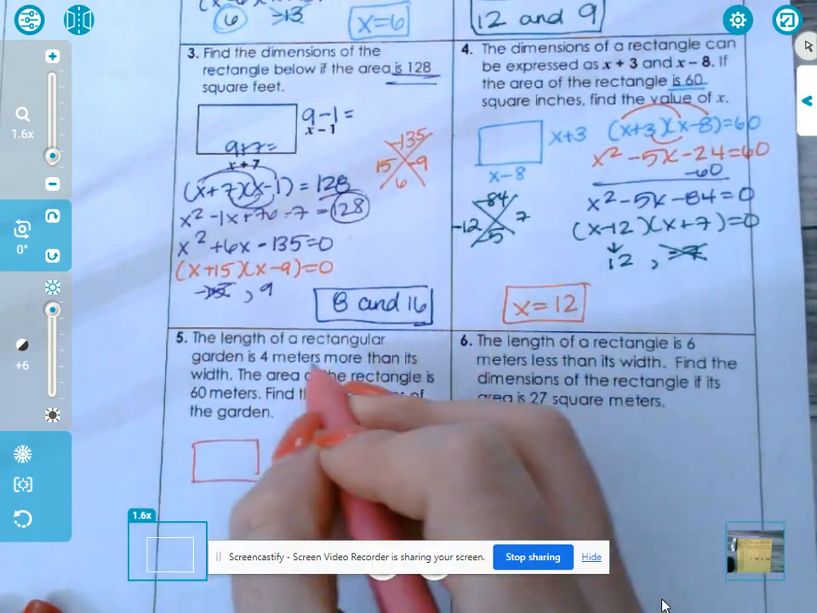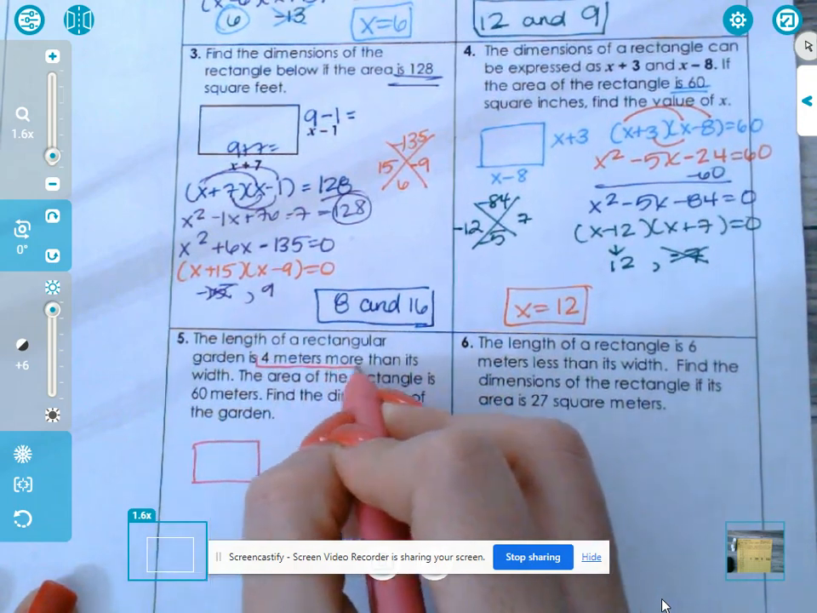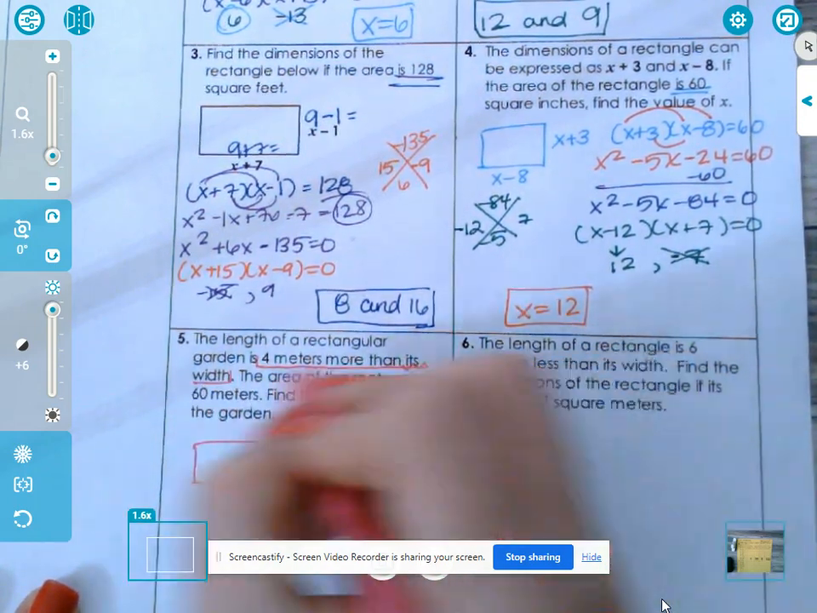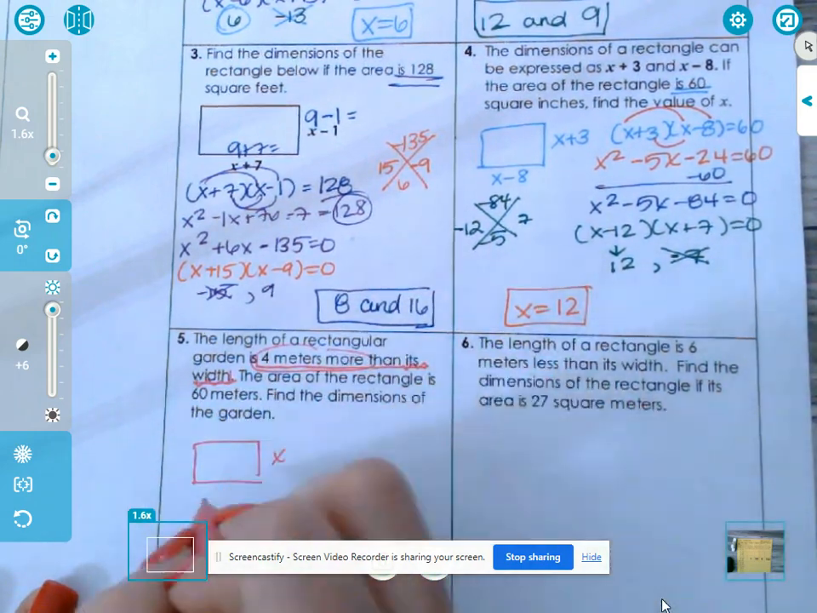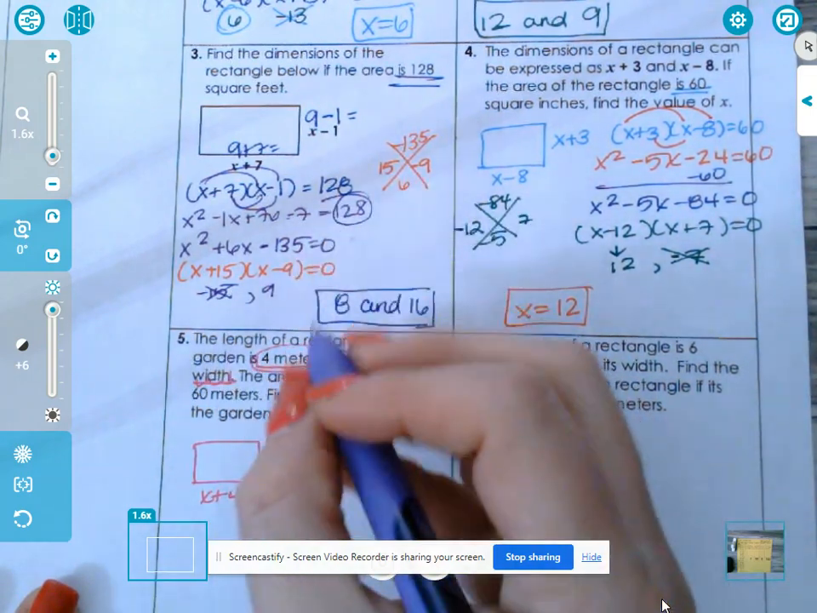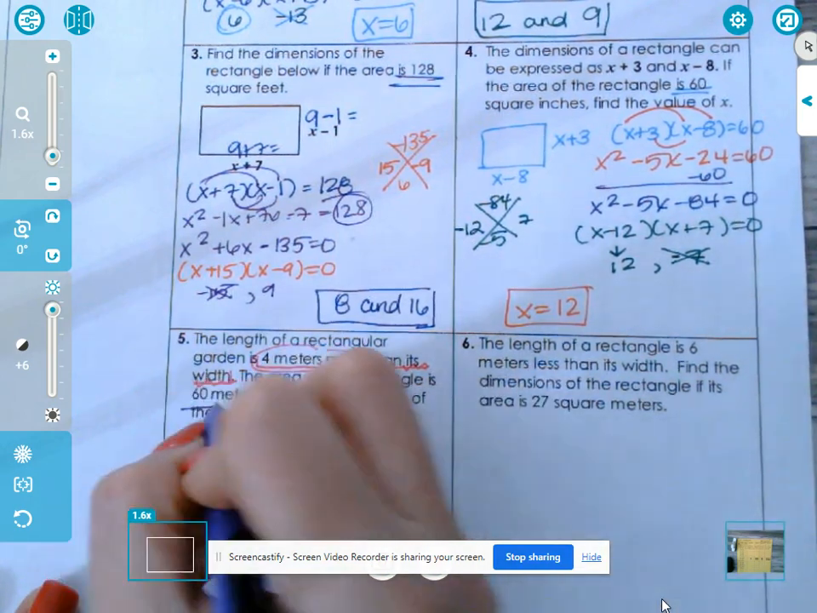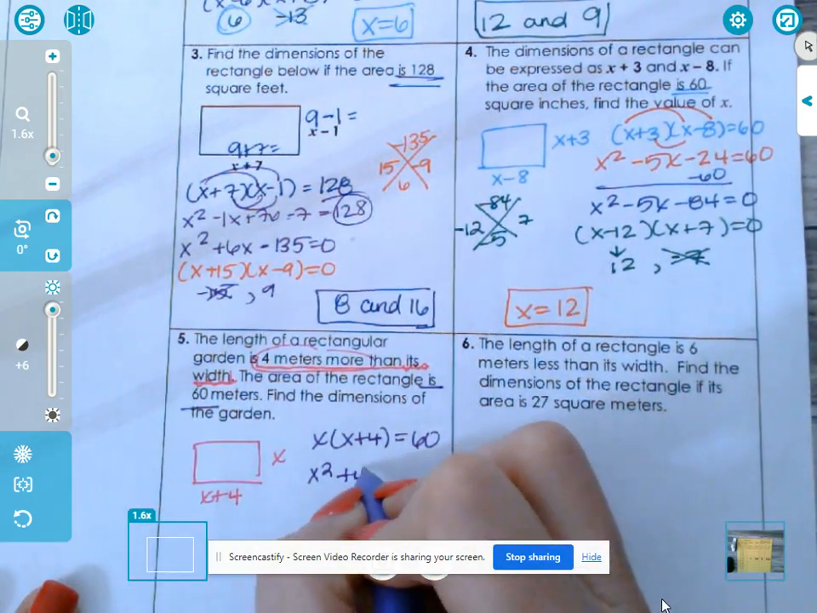All right, find the length of a rectangular garden. So again, I'm going to draw me a rectangle. The length of the rectangular garden is 4 meters more than its width. And remember, whatever comes after the than is our x. So I'm going to make my width x, and then 4 meters more than that is going to give me x plus 4. So again, area is length times width, and it equals 60.